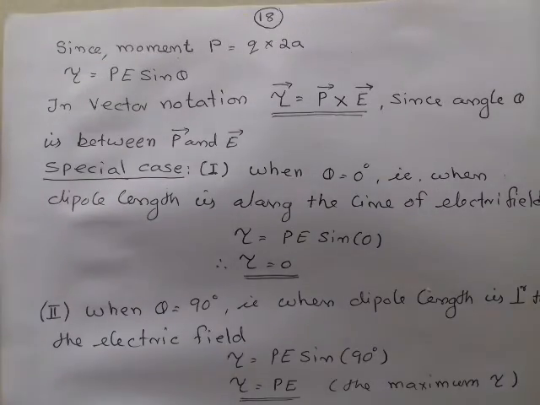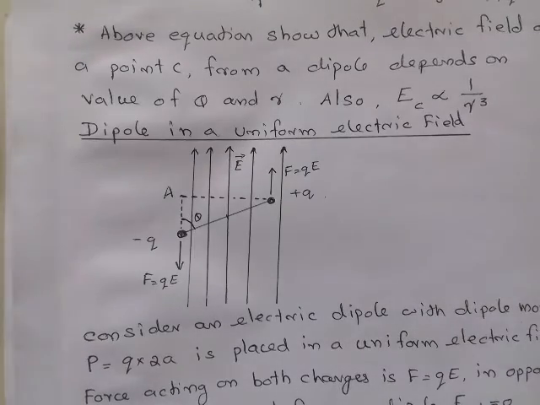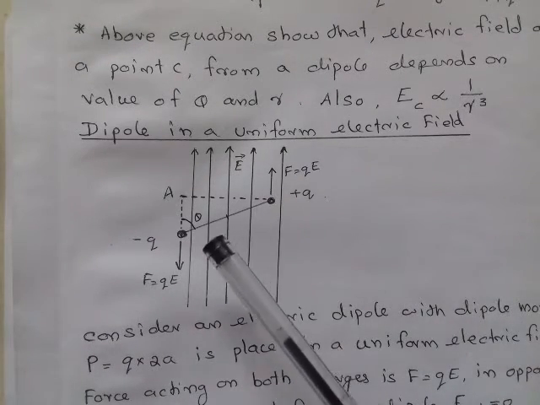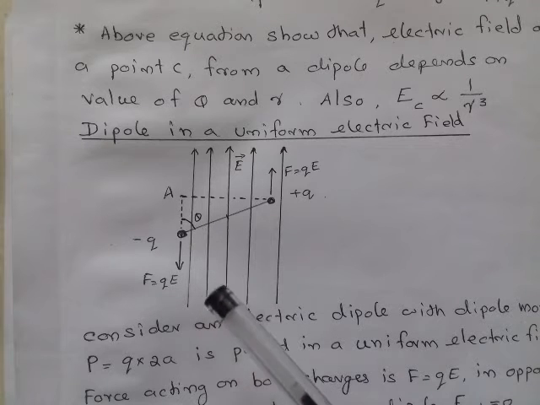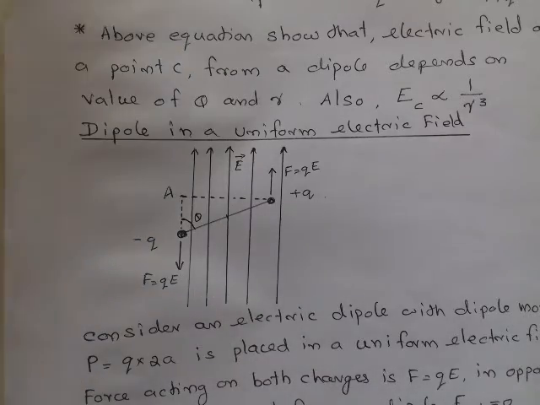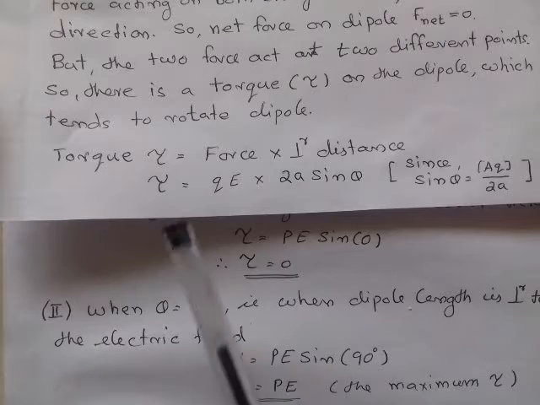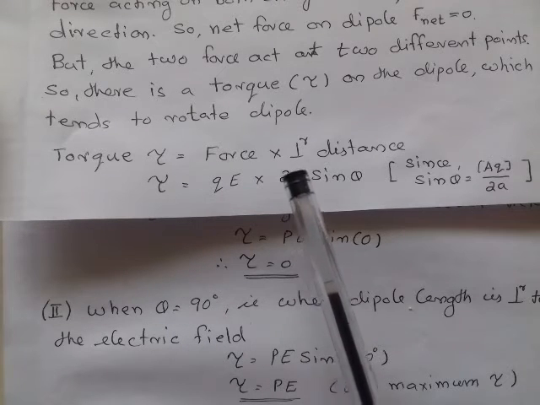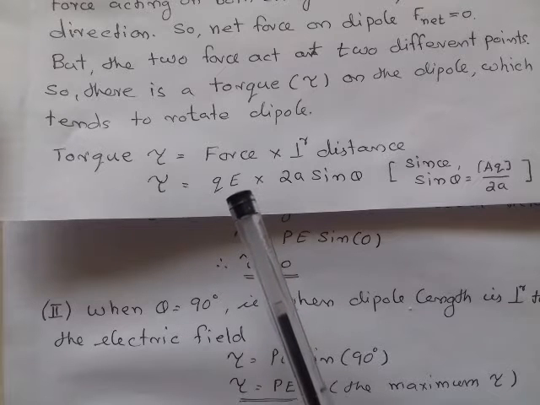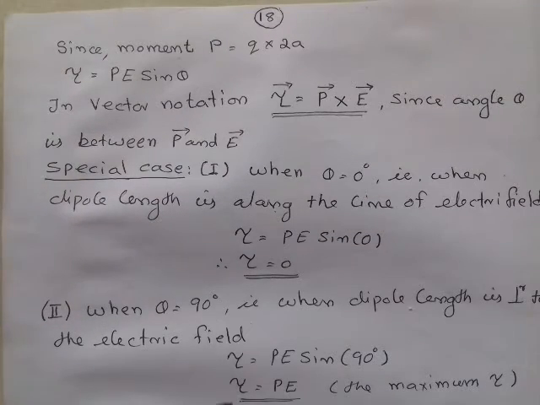We were discussing a dipole in a uniform electric field, where a dipole is placed in a uniform electric field making an angle theta. We see that it is acted upon by a torque, and the torque equation is tau equal to force into perpendicular distance, which is tau equal to QE into 2A sin theta. So we continue.